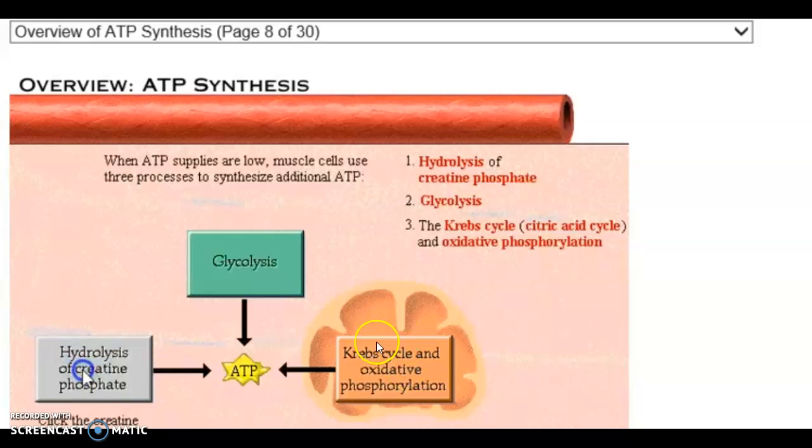Okay, once we're inside the mitochondria, we know the Krebs cycle takes place. We still get a little bit of ATP from that. 2 ATP per turn of the Krebs cycle, or 1 per turn for a total of 2 there. And then of course oxidative phosphorylation is where we get our big payoff.